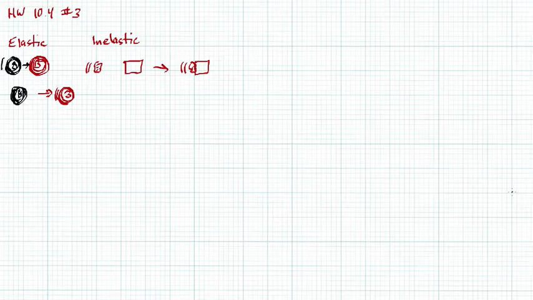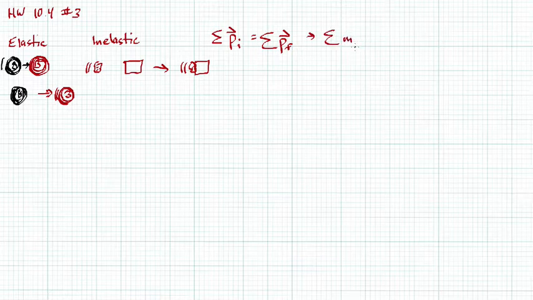Either way, we say that momentum is conserved. This is the whole overarching principle here. Momentum initial, or the sum of all the momenta initial, equals the sum of all the momenta final. And you know that momentum is comprised of mass and velocity, so that's saying the sum of all the masses and velocities initial equals the sum of all the masses and velocities final. That's a principle that's going to guide number 3 right here.